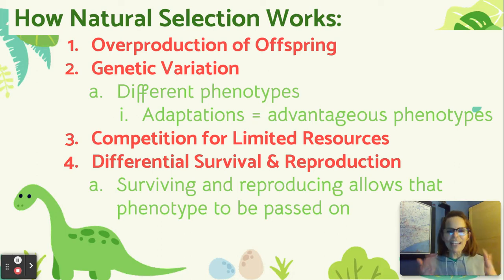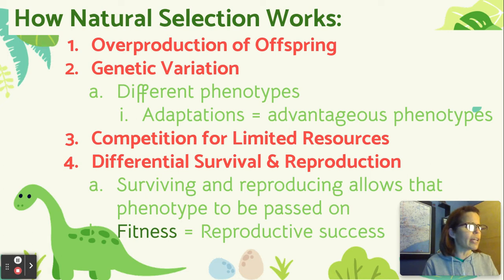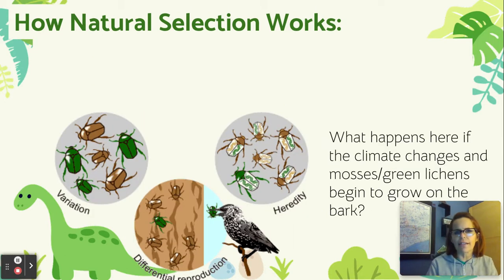The ones that are fast enough and healthy enough are going to leave behind more babies. So there's going to be differential survival and differential reproduction. They're going to reproduce at different rates, and that's going to allow that good phenotype to be passed on. Darwin used the word fitness to refer to reproductive success. So any animal that had good adaptations was going to have high fitness and high reproductive success.